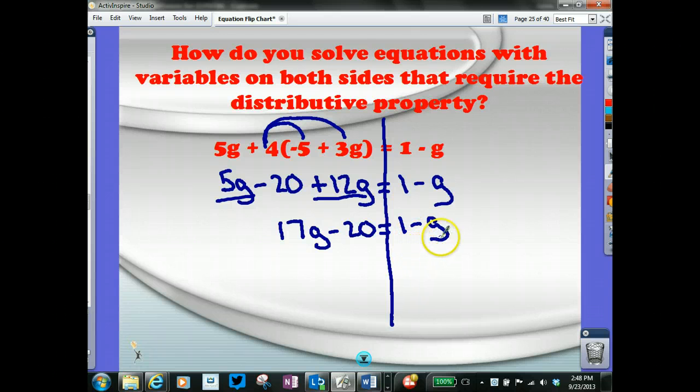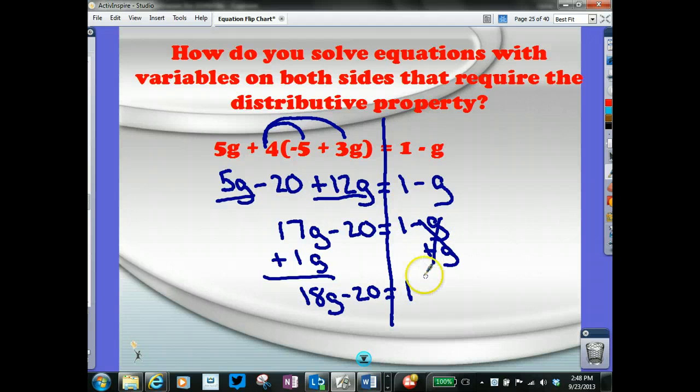So again, I want to get my variables to one side. Easiest thing here, just move the g right over. Opposite of what they did, I'm going to add 1g. 18g minus 20 equals 1. Those cancel out, minus g plus a g. So now if I look at this, I have 18g minus 20 equals 1. Well, here, I've got to get rid of that negative 20. Pay attention to that sign. Plus 20 and plus 20. So I have 18g equals 21.